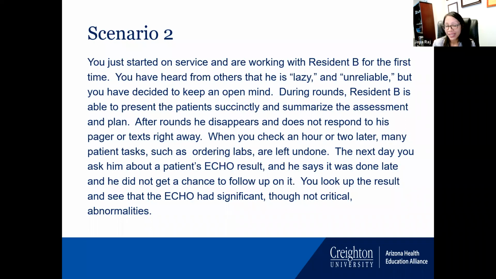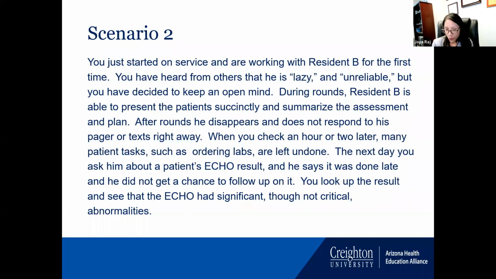So that's making an impact statement, or asking them to reflect on how that might have adversely affected the patient's care. Again, you're just asking them questions. You're not telling them that they're a bad resident. You're not telling them that they're unreliable. You're asking them to just reflect on it, and hopefully they'll be able to identify that this is a problem.